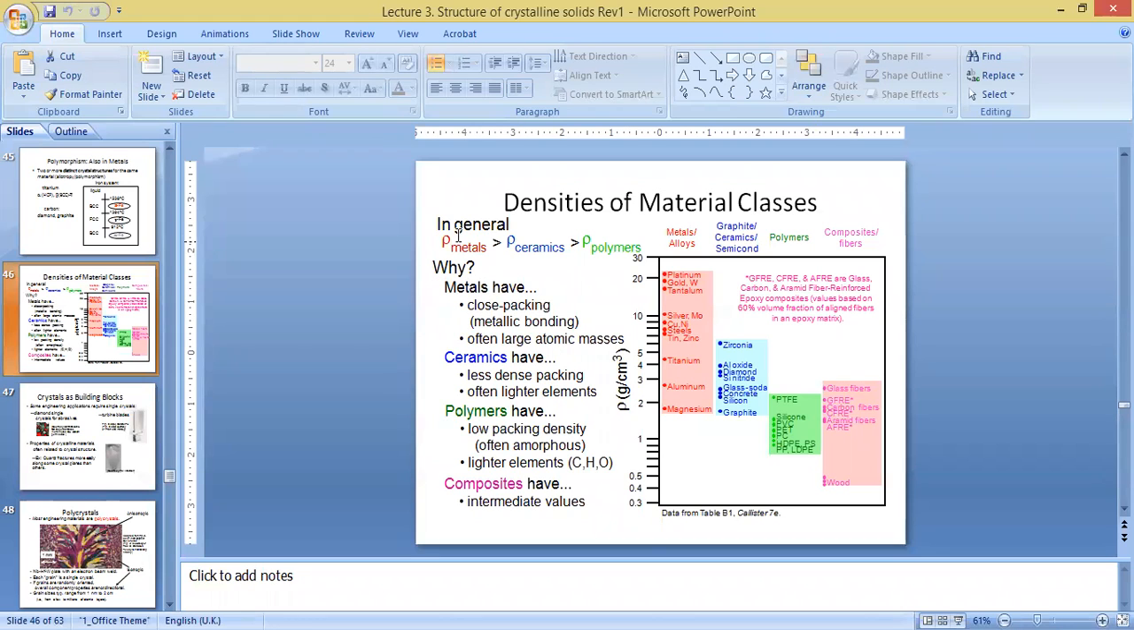So generally, this is how it is. Metals are heavier than ceramics, which are heavier than polymers. So why? Because metals have close packing, metallic bonding, often large atomic masses. Ceramics have less dense packing, often lighter materials. Polymers have low density, often amorphous or lighter elements. Composites have intermediate values there.